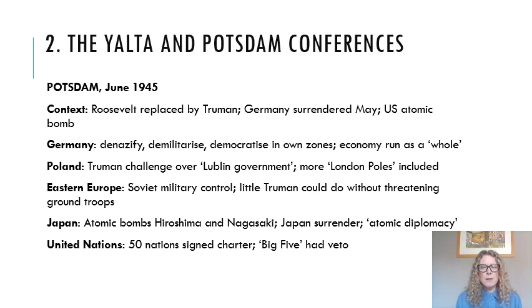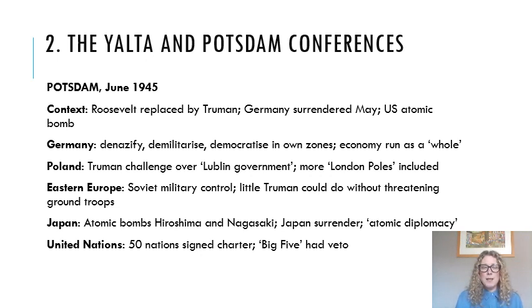On the subject of Poland, Truman wasn't happy with the way that the Soviets had set up a government in Poland which was very pro-communist. So they'd set up what was known as the Lublin government in 1944. The other Allies, on the other hand, preferred the government that had been exiled in London. The Polish government had been exiled in London, and they were hoping that they would take power in Poland. So as a way of trying to calm that issue down, Stalin agreed that there would be more non-communists in the Polish government.